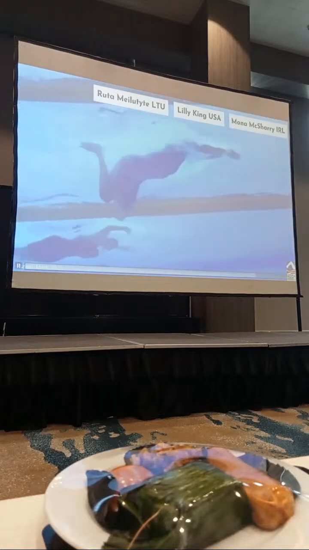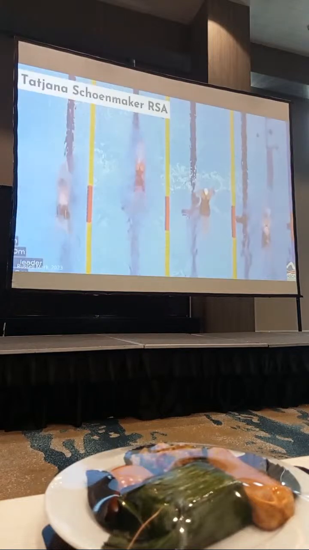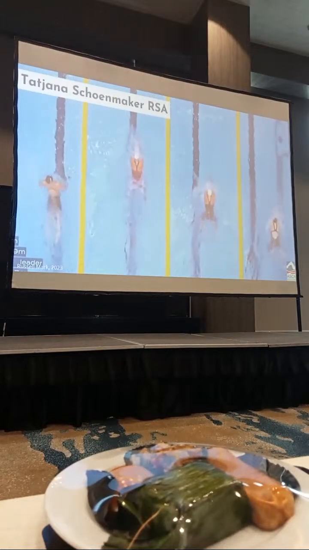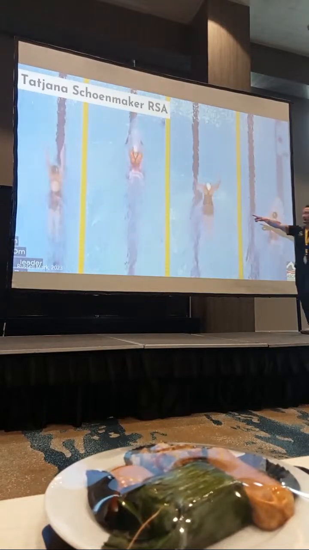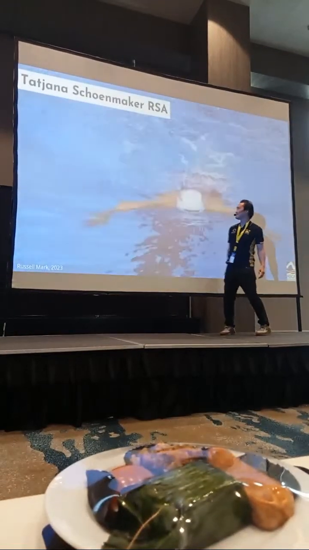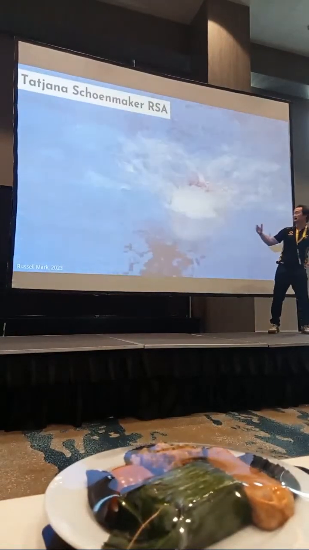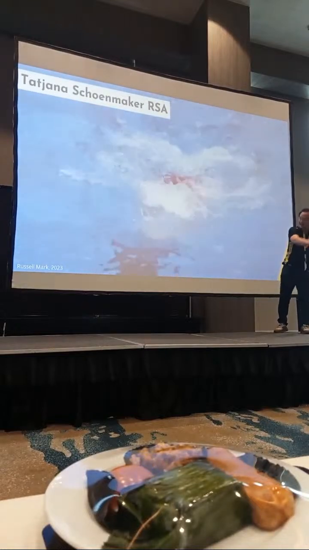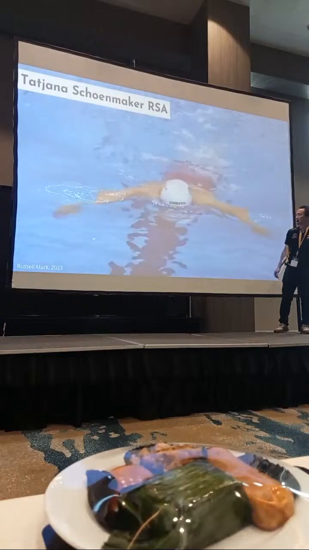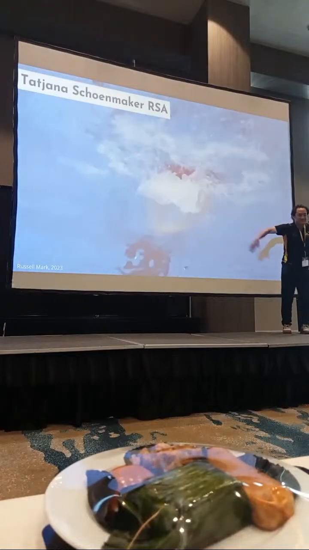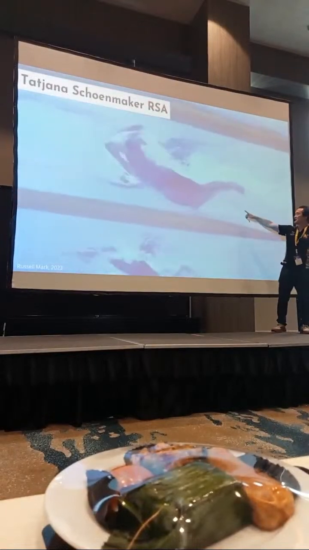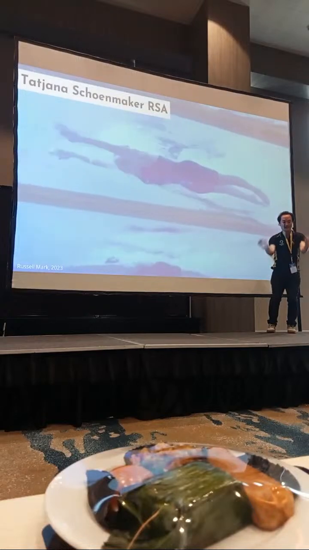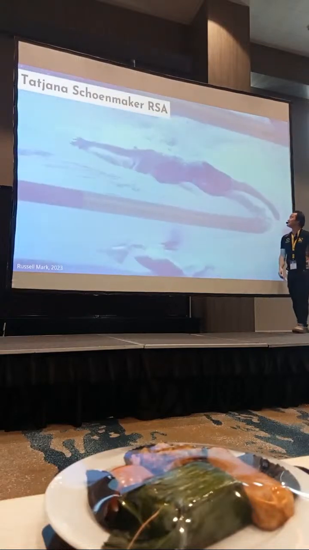And one more example, this is Tatiana Schoenmaker from South Africa, 200 breaststroke, and you can see multiple things. You see also the shape of the pull and how round it is, and she's a little bit more narrow, but still comes out and around, and then underwater you see down and up, down, whip, kick down, and then the feet come back up.